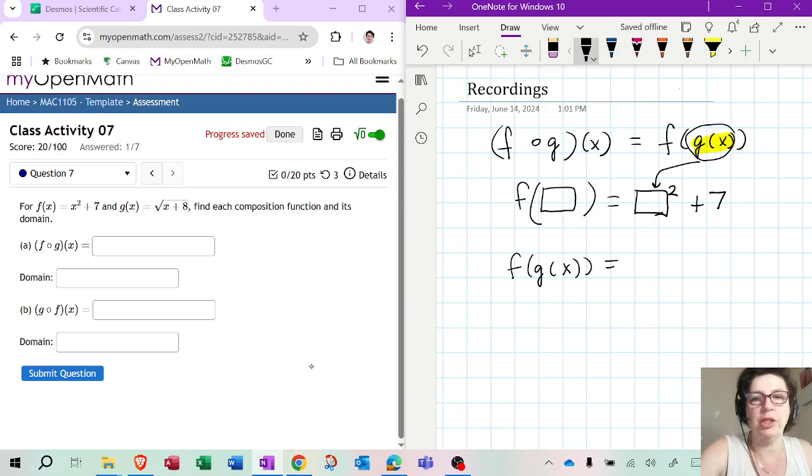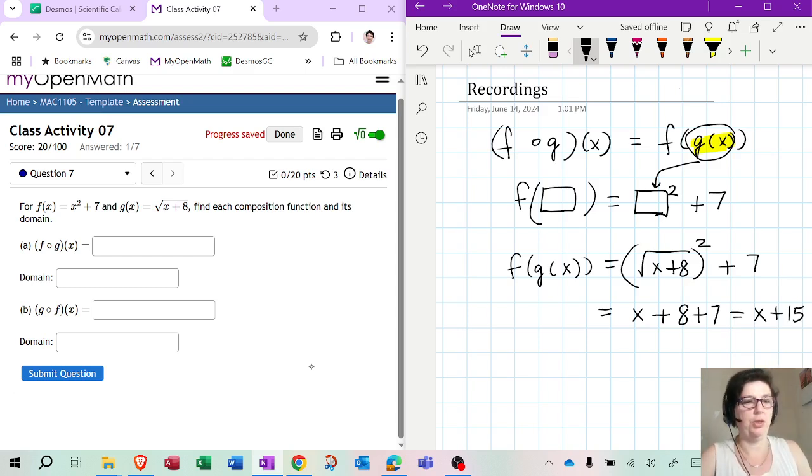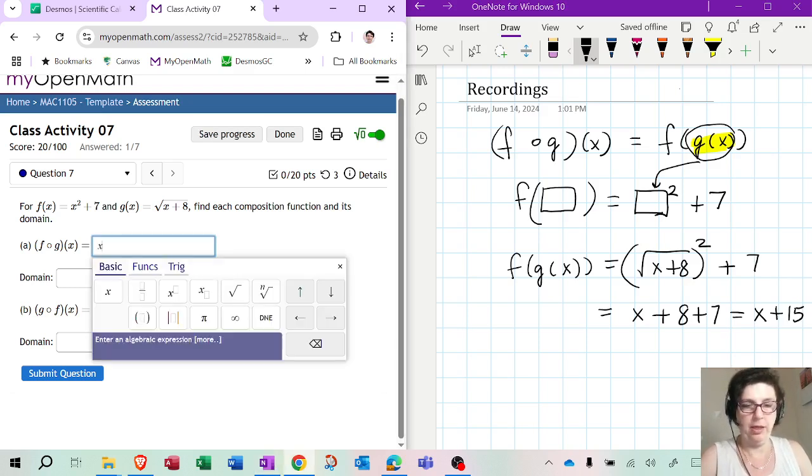So g of x was the square root of x plus 8. So we're going to put that in the box, and that is squared plus 7, right? But what happens when you square a square root? That would become just x plus 8 because square root and squared cancel each other out. So here we got x plus 8 plus 7, which is going to give me x plus 15. Okay, so that is here.